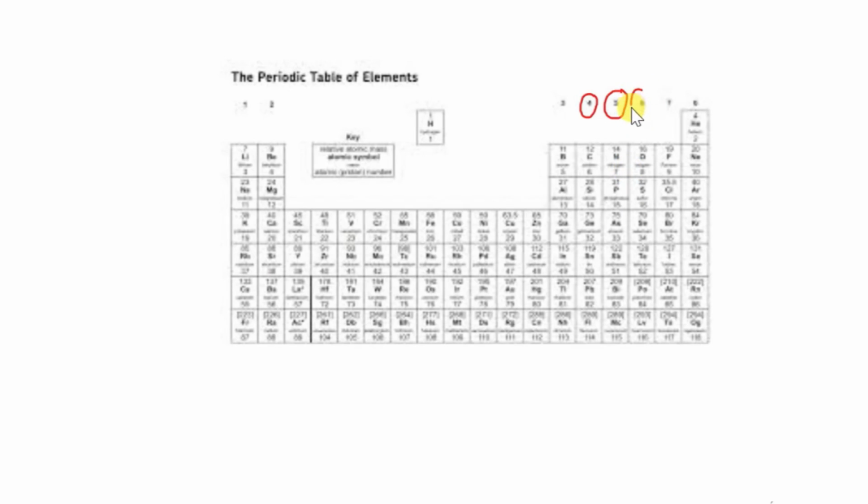Group 6 have 6 electrons in their outer shell. They can hold a maximum of 8, so they can form 2 covalent bonds. Group 7 elements have 7 electrons in their outer shell, so they can also hold 1 more electron in their outer shell, so it can form 1 more covalent bond. Noble gases in group 0 don't form any covalent bonds, and as we saw, hydrogen can form 1 covalent bond.